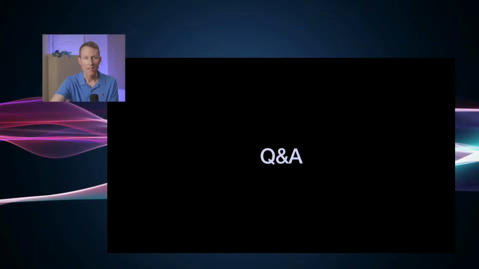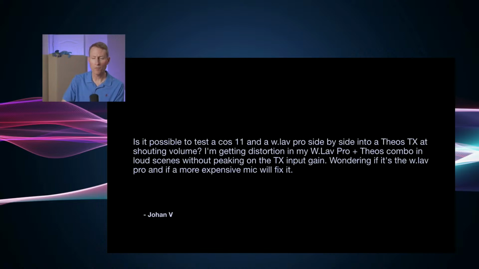In the meantime, let's go answer a couple questions that were submitted ahead of time. So I'm going to go ahead and jump to those. Let's bring up our agenda here. And our first question is from Johan, and Johan says, is it possible to test a COS 11, referring to the Sanken COS 11D lavalier microphone, and a WLav Pro side by side into a Theos transmitter at shouting volume? I'm getting distortion in my WLav Pro and Theos combo in loud scenes without peaking on the transmitter input gain.